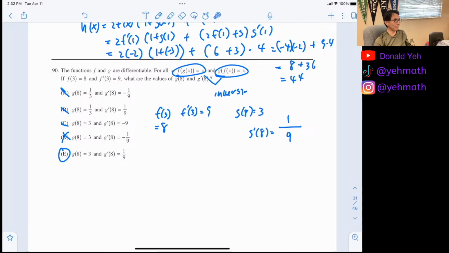This question is inverse derivative. Why is the inverse? F of g of x equal to x, g of f of x equal to x. This is the inverse function. And if inverse, that means g of 8 has to be 3. So therefore, it has to be these two choices. Now, what's g prime of 8? G prime of 8 out of those two is the one with positive because the inverse derivative is the reciprocal, not opposite reciprocal. So it's 1 over 9 because this is equal to 9. Then it's going to be 1 over 9 because this is the inverse 3 value here. So it's g of 8, same thing.